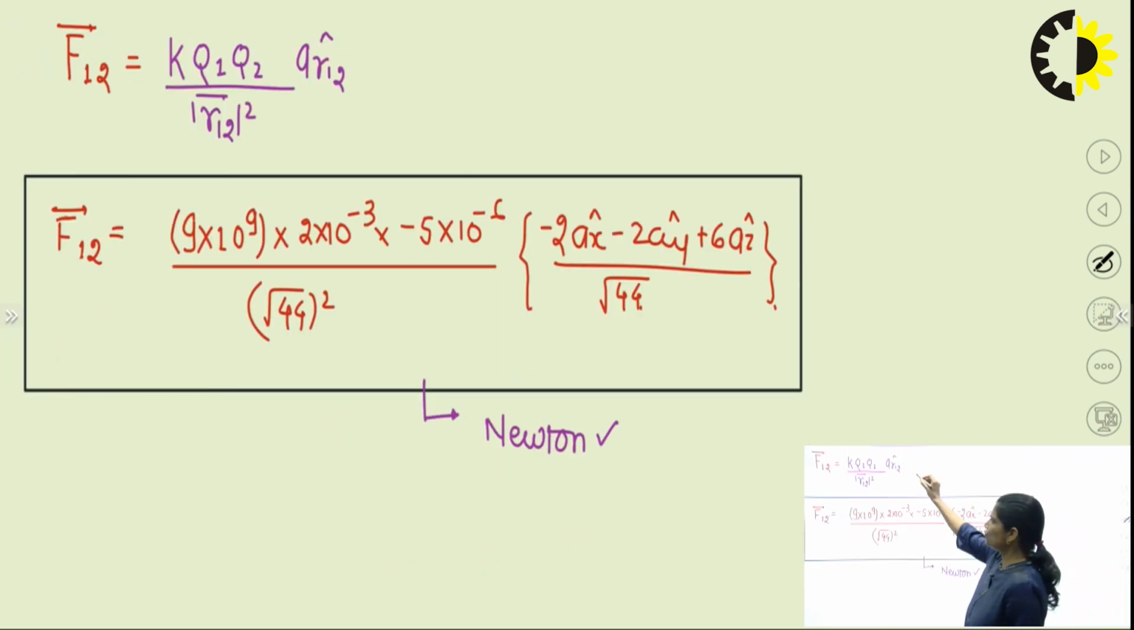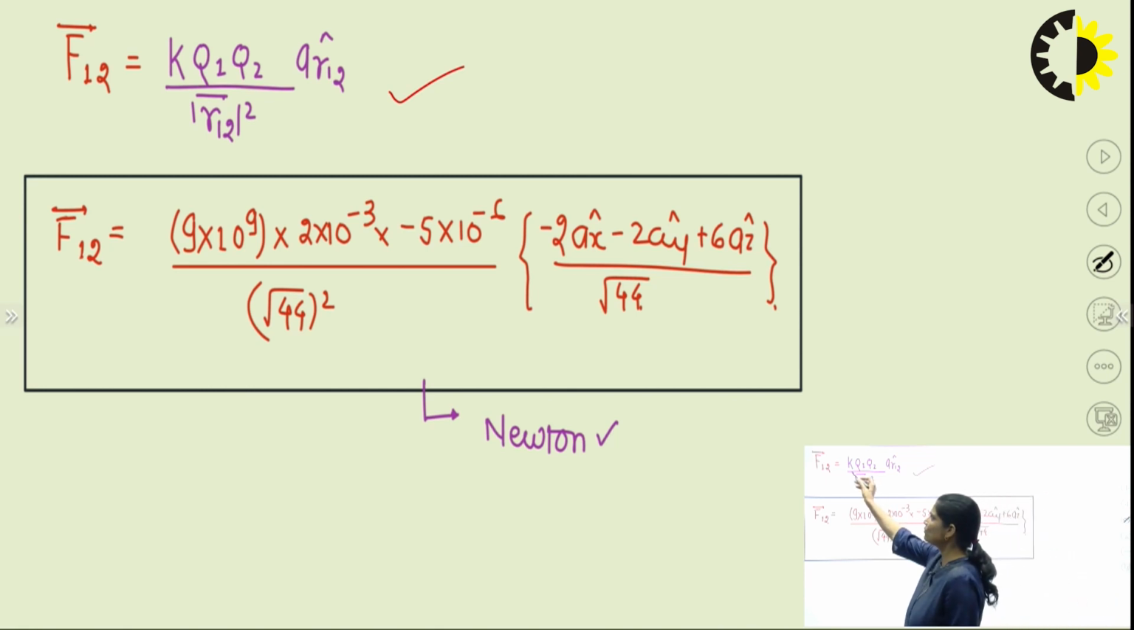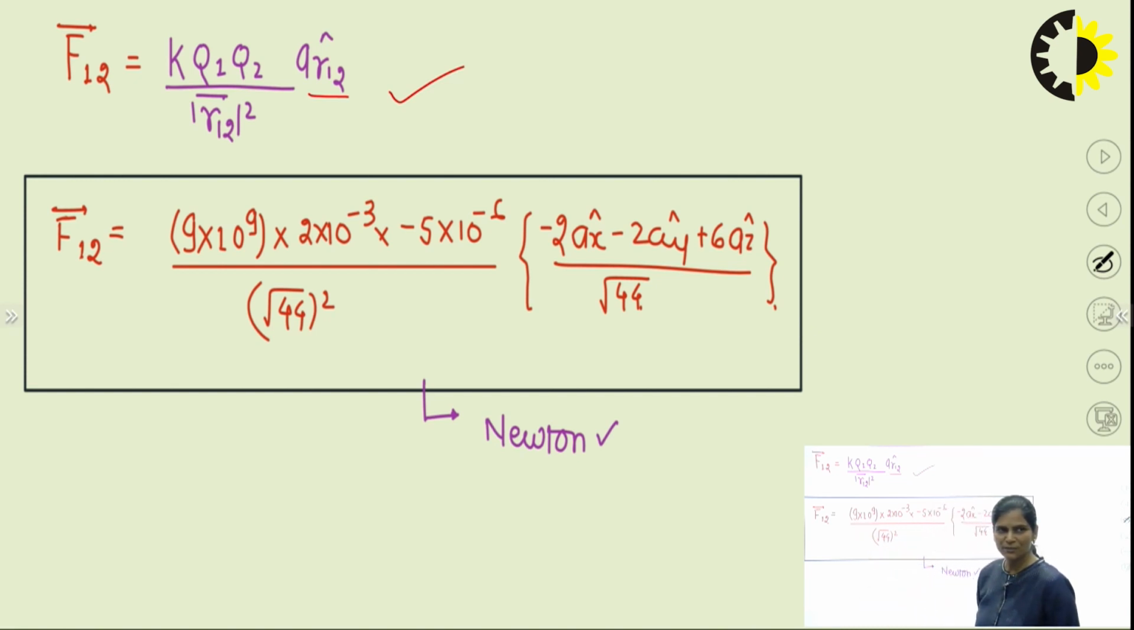Now you should know the formula for Coulomb's law. F12 is equal to K Q1 Q2 upon the magnitude of R12 square, times the unit vector of R. Now put all these values. You all know the value of K, that is 9 into 10 to the power 9. Now the charge on the first point is equal to 2 into 10 to the power minus 6. Now charge Q2, minus 4 into 10 to the power minus 6, upon the R12 magnitude square.